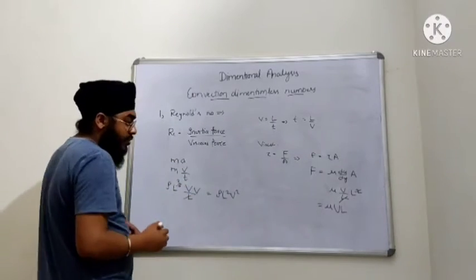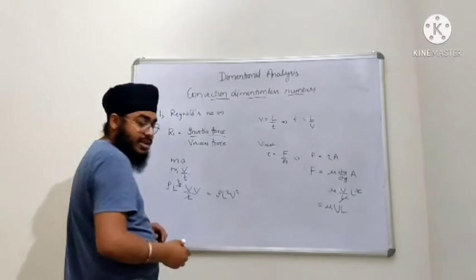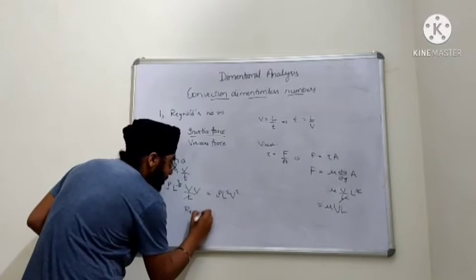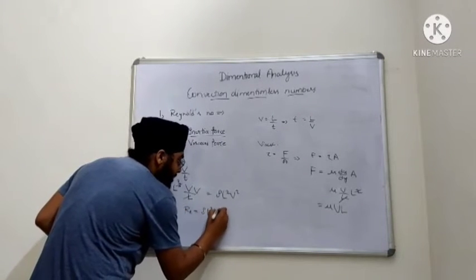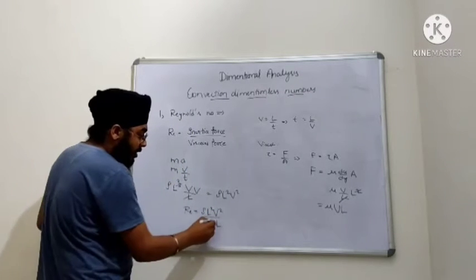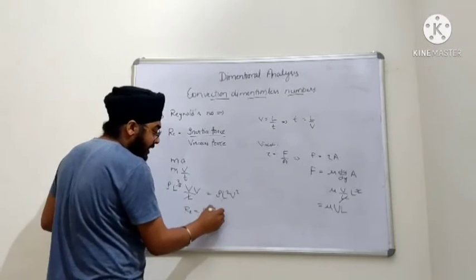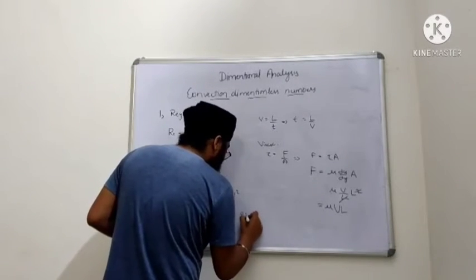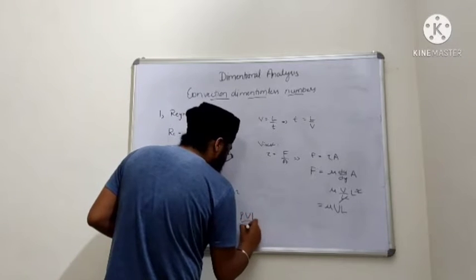Now inertial force is rho L square V square and viscous force is mu V L. So the Reynolds number will come out as rho L square V square divided by mu V L. Now this will be cut out by this. So what we get is Reynolds number equal to rho V L upon mu.